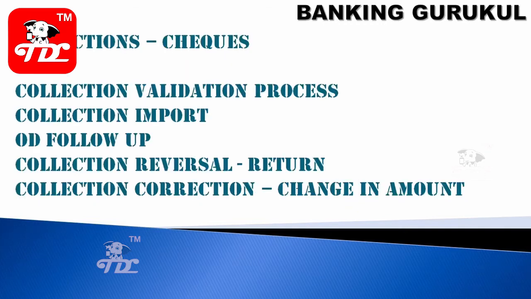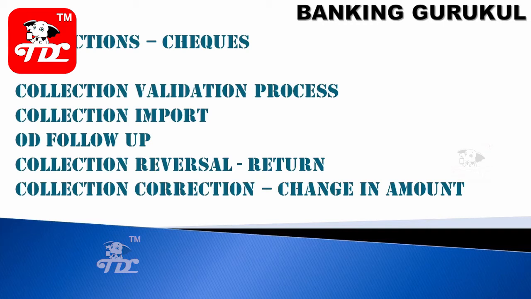Previously we discussed ECS or NACH. If it is a check, then we have to get the checks. For example on the 7th, this many repayments are pending from the customer, and this should come from the checks. We have to collect the checks, validate the process, import the checks, and send them to the other bank. Then we should get the collections. Sometimes checks may bounce, so it will go to OD, the overdue amount. Then we have to call the customers and follow up on the OD amount.